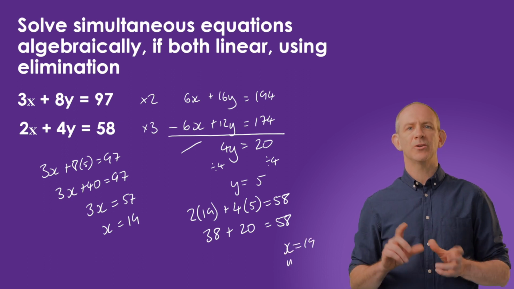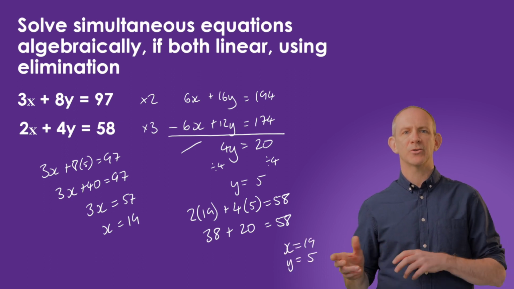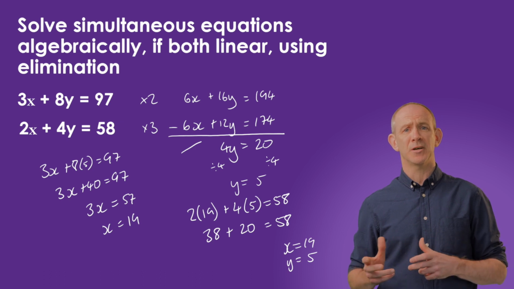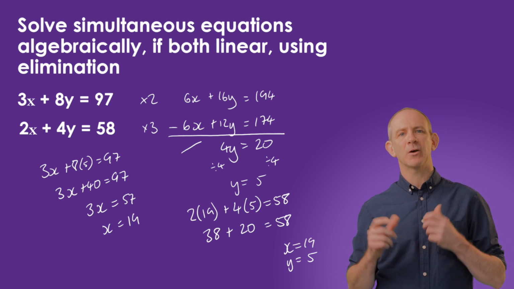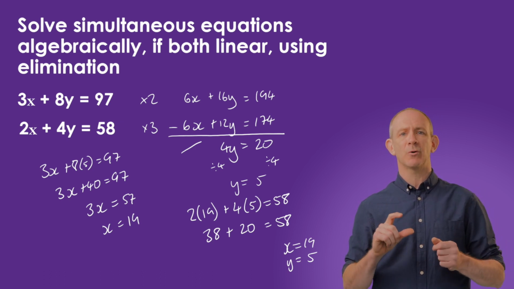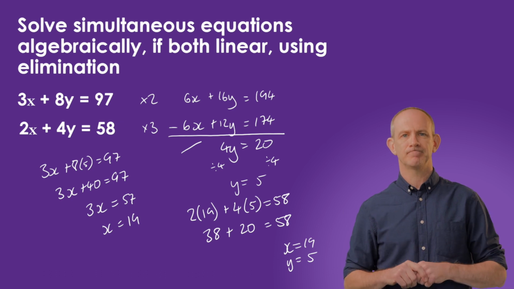If you spotted that we could have eliminated the y value by just multiplying the second equation by 2, well done. That would have been a simpler method, but I wanted to show you how you can multiply both equations in order to get an answer.